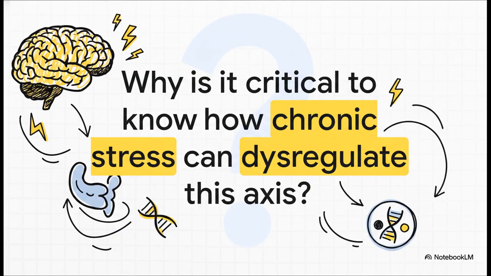So when you look at this whole feedback loop, from the brain sensing a threat all the way down to a gene being switched on or off, you can see it's perfectly designed for short-term, acute challenges. But that leaves us with a critical question. What happens when stress isn't short-term but chronic? That's when this beautifully tuned axis can get completely dysregulated, leading to a whole cascade of problems implicated in everything from metabolic syndrome to depression. It's a powerful reminder of just how fundamental the HPA axis is to our overall health.